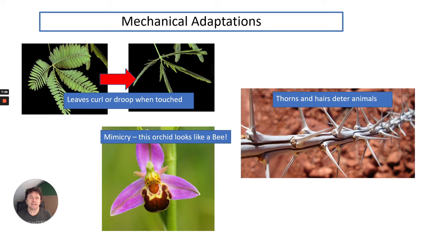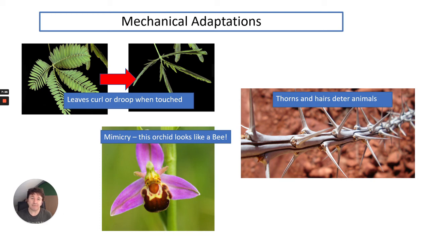And what happens is that if an insect or a fly lands on it to eat it, the leaves curl up or droop when they are touched. So any animal that lands on it will then fall off it, which is quite clever if you've ever seen that. It's worth checking out a video on mimosa because it's quite an amazing plant.